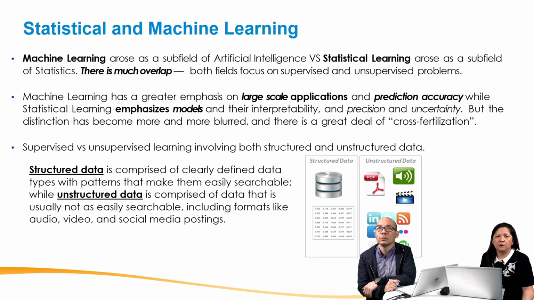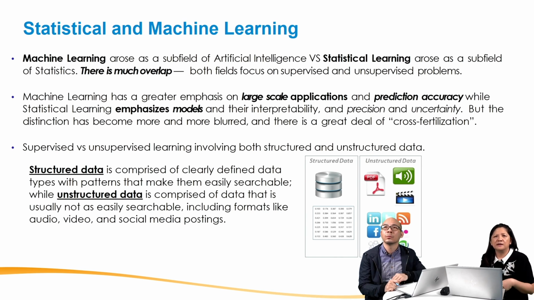Machine learning arises as a field of artificial intelligence, whereas statistical learning, which is a relatively new term, arose as a subfield of statistics. There's much overlap though. Both fields focus on both supervised and unsupervised learning problems, which I'll elaborate later. Machine learning has a greater emphasis on large-scale applications and prediction accuracy, while statistical learning focuses more on models, interpretability, as well as precision and uncertainty. So there is some difference, but there's also a great deal of cross-fertilization.